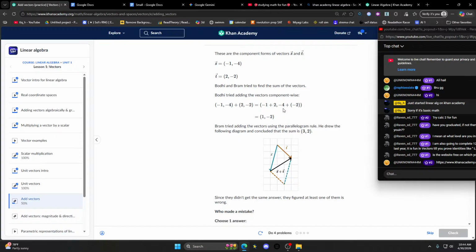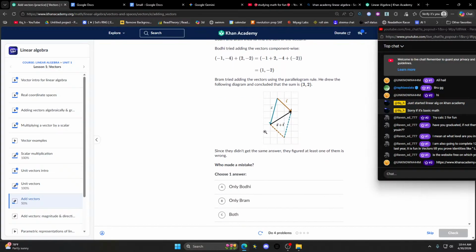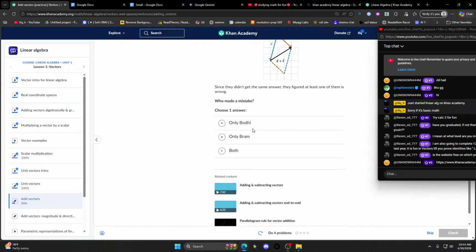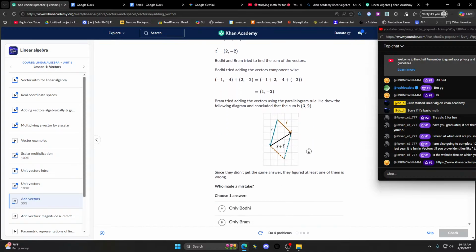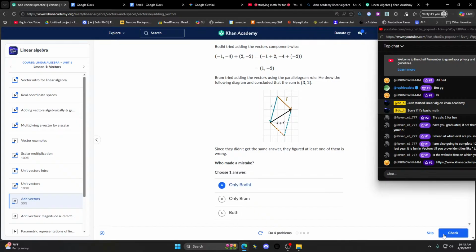Wait a second. Yeah, negative 4 plus negative 2 is negative 6. Yeah, like, what? Is there an error here? What am I doing wrong? None of these are correct. If any was correct, this would be the closest because I think they did this math wrong. Because Bodhi got 1 by negative 2, and this guy got some bizarre answer. Okay, I'm gonna guess Bodhi, but that does not make sense.